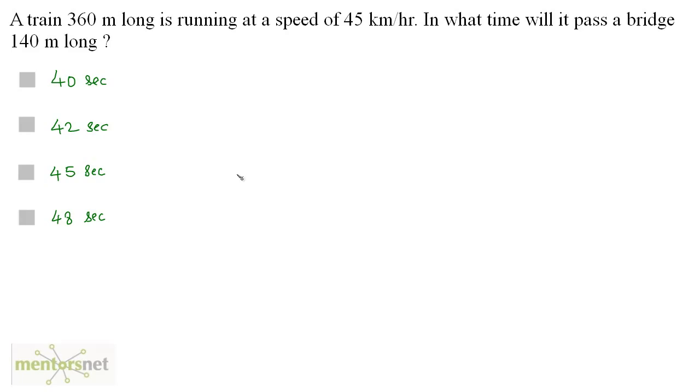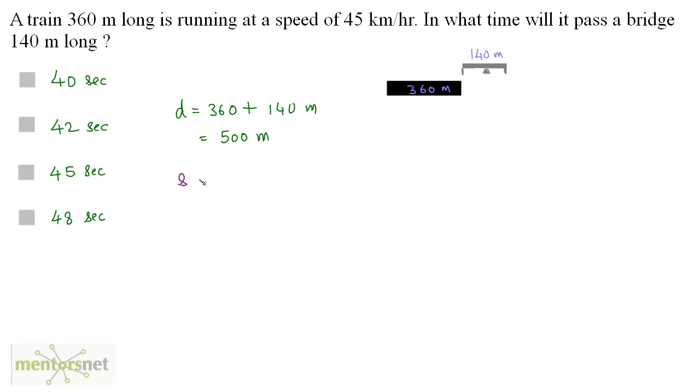A train 360 meters long is running at a speed of 45 kilometers per hour. In what time will it pass a bridge 140 meters long? The situation is like this. You have a bridge which is 140 meters long and a train that's 360 meters long. Now this train will have to travel the bridge length as well as its own length in order to pass that bridge. So the distance is equal to the train's length, 360 meters, plus the bridge length, 140 meters. So the distance is equal to 500 meters.